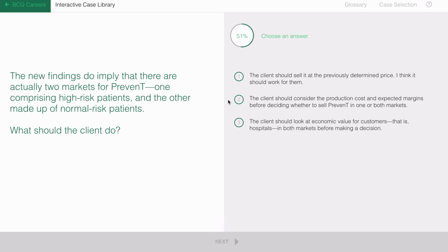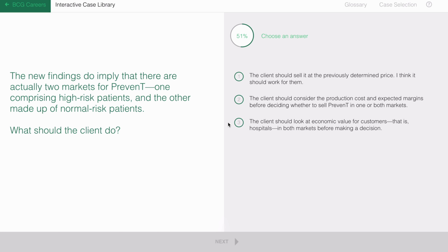Answer choice 2 says the client should consider the production cost and expected margins before deciding whether to sell Prevent T in one or both markets. Okay? I think that makes sense. Let's look at answer choice 3. The client should look at economic value for customers, that is, hospitals, in both markets before making a decision. So I like answer choices 2 and 3 here.